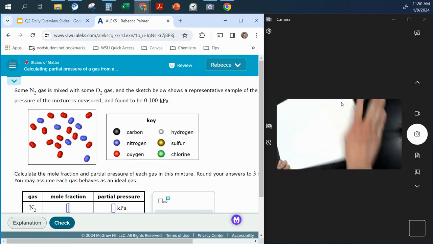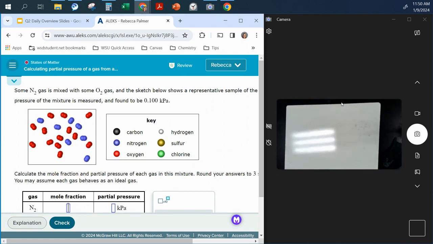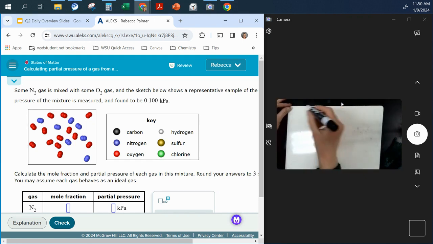So this one, just make sure you count carefully. Usually it's 20 total, but make sure you do it right. Also, sometimes people forget to use the key. Red is oxygen, blue is nitrogen. Okay? Please don't mix them up. If you cannot see that, let me know. We can figure it out.